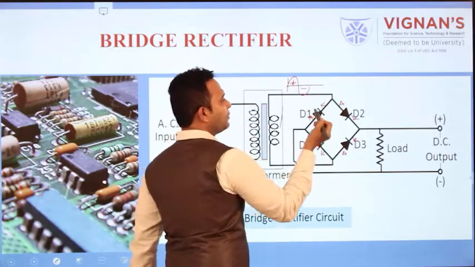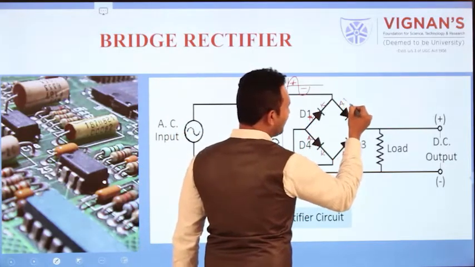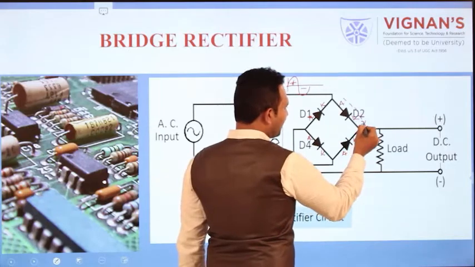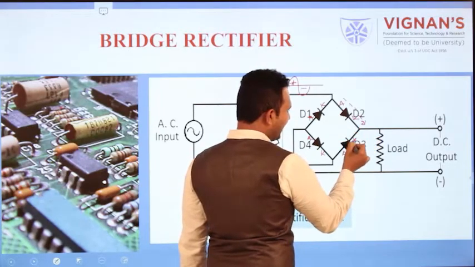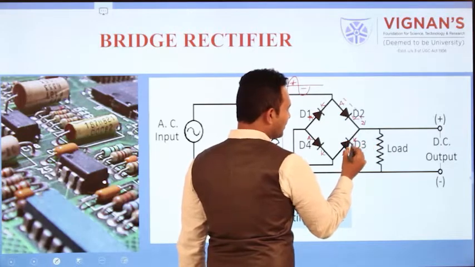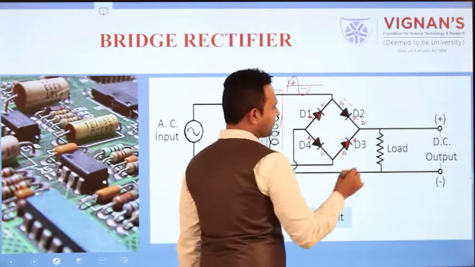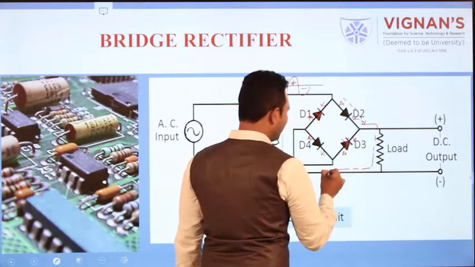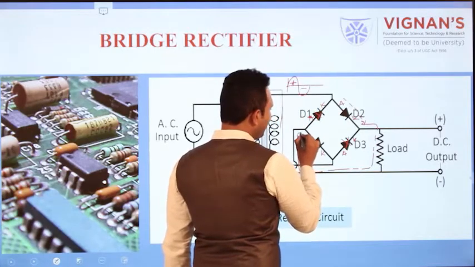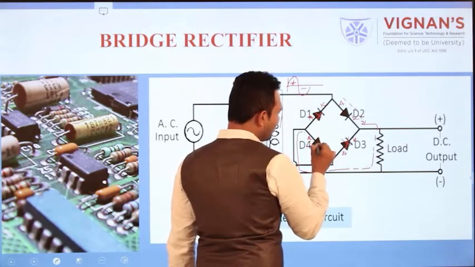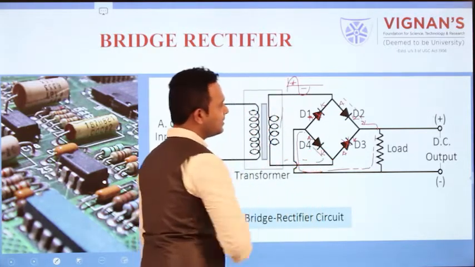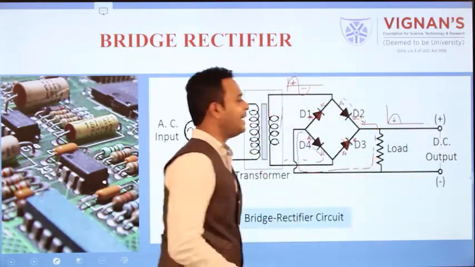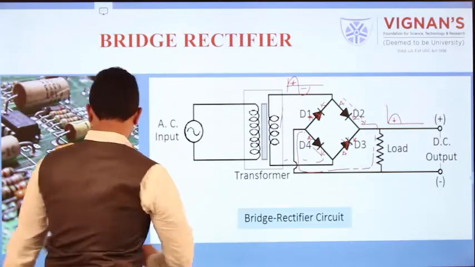At the time of the positive peak, diode D2 is forward biased, meaning current passes from here to here. Positive is also connected to a cathode on the other side, so that diode is off. Current flows through the load resistance, comes to this side, and flows from anode to cathode, so the whole circuit is closed. Finally, at the output side we get the positive peak. This is the first operation.